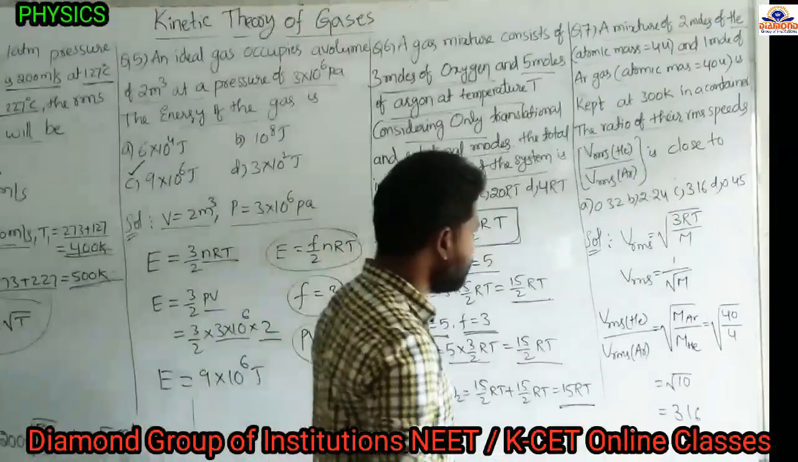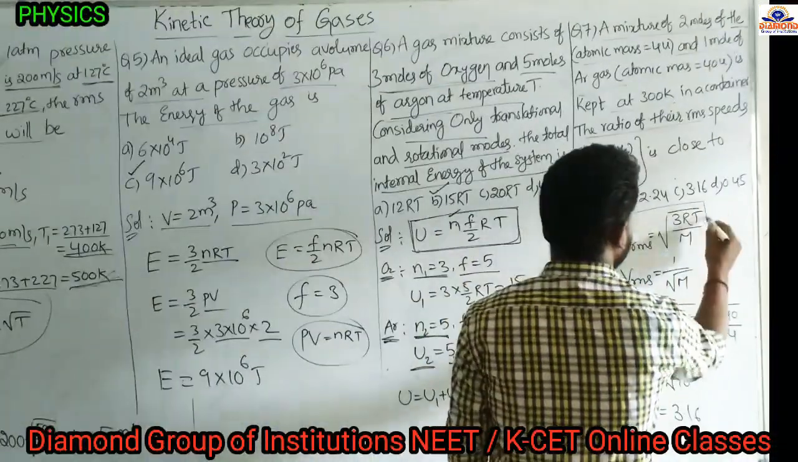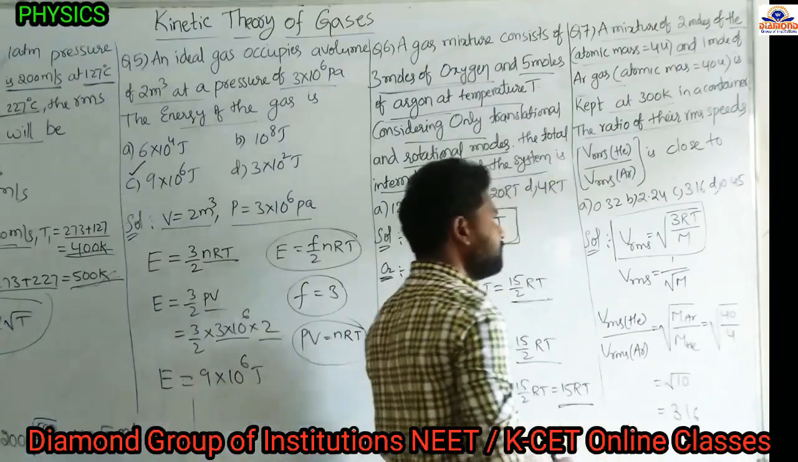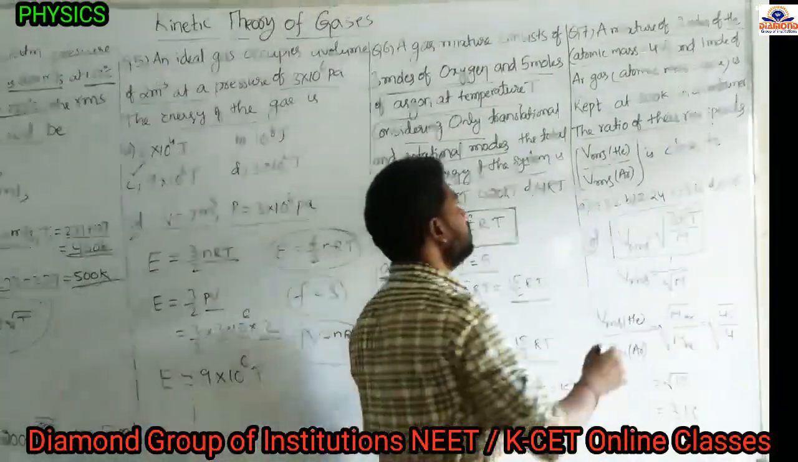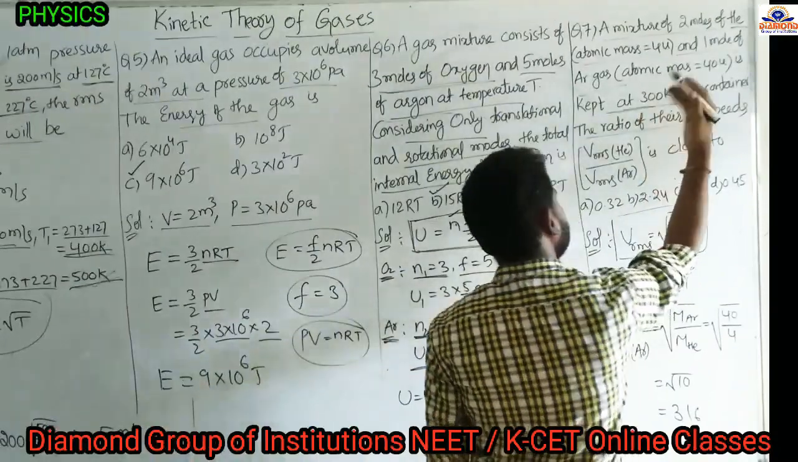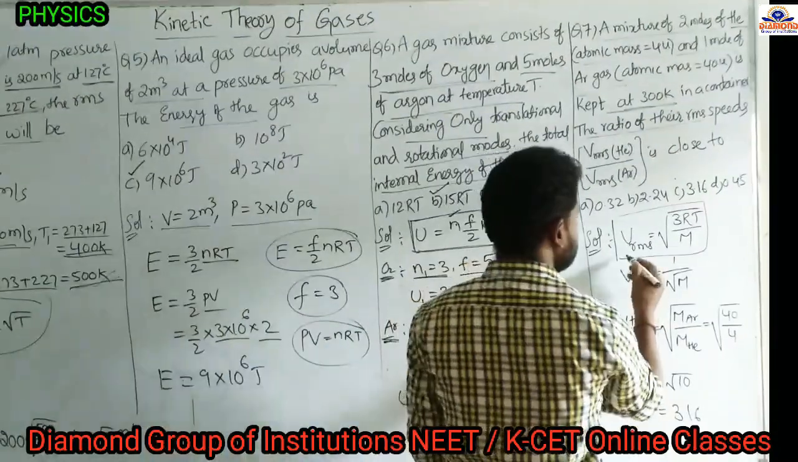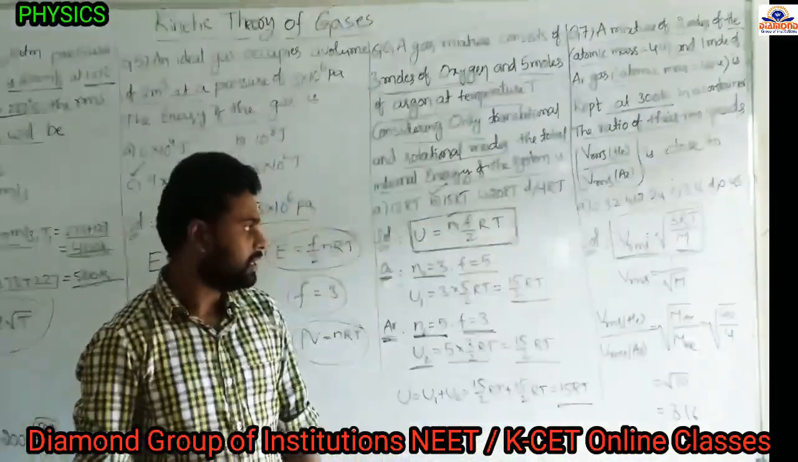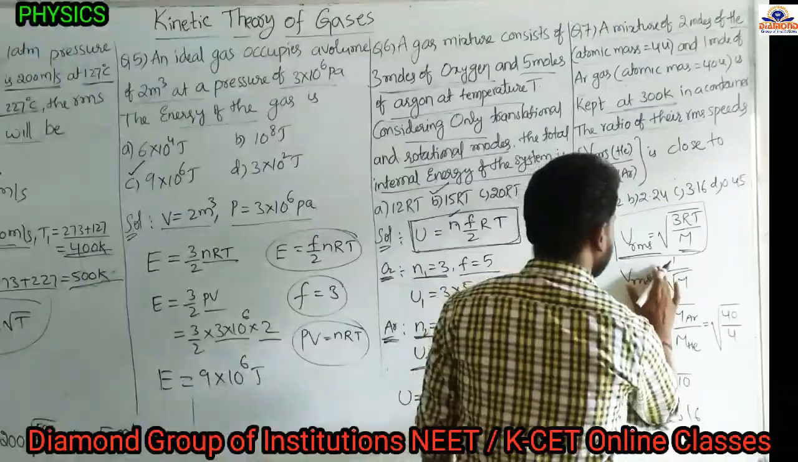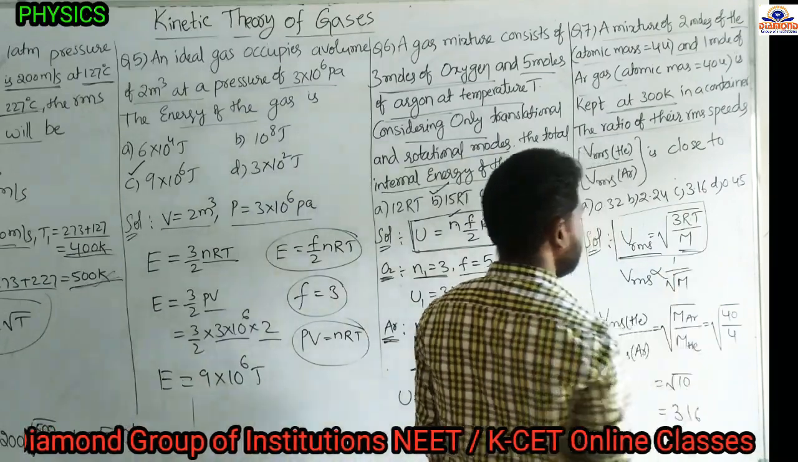So first write down the V_rms. The RMS speed formula: V_rms equals square root of 3RT by M. 3 is a constant, R is a constant. Both are kept at the same temperature, so temperature is also constant. Then the relationship between the RMS speed and the molecular weight is V_rms is inversely proportional to the square root of M.